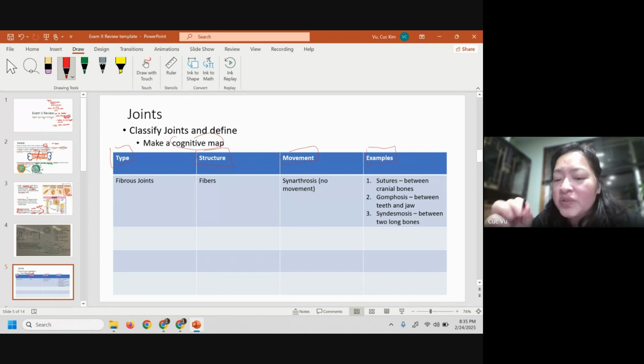One of the most common mistakes on exams is that students switch them. So let's say I'm asking for what type of movement it is, and they tell me it's a suture. They are somewhat correct in that sutures are synarthrosis, meaning there's no movement, but that's not the term I'm looking for. They gave me the specific joint name where I want the movement name. Does that make sense? Questions?